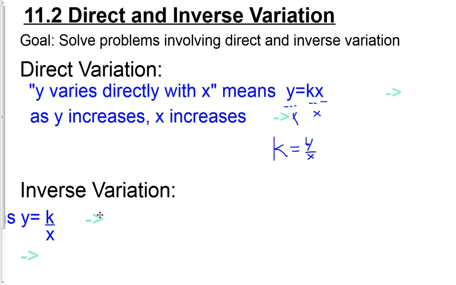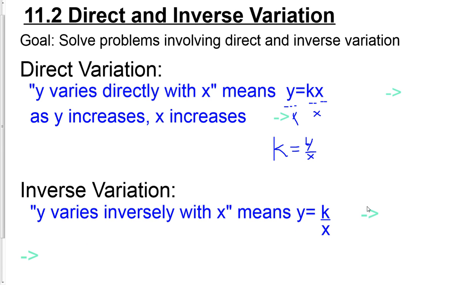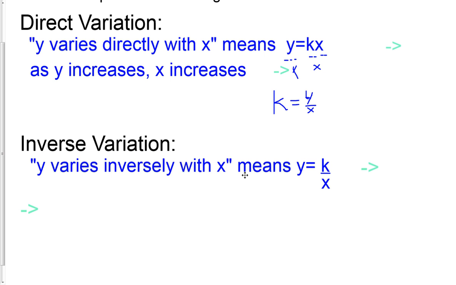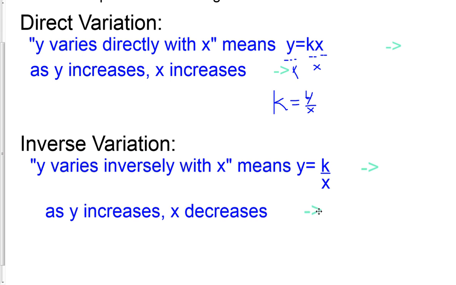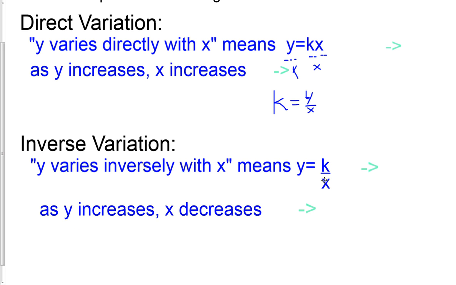Inverse variation is flip, right? This means y varies inversely with x, means y equals k divided by x, or k over x. This is opposite. If y gets larger, that means x gets smaller. Or opposite, right? If x gets larger, y gets smaller, right? A number divided by a larger number would give us a smaller number.